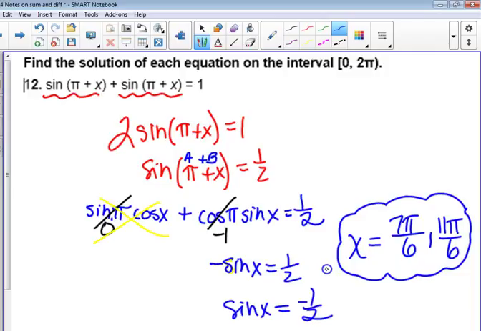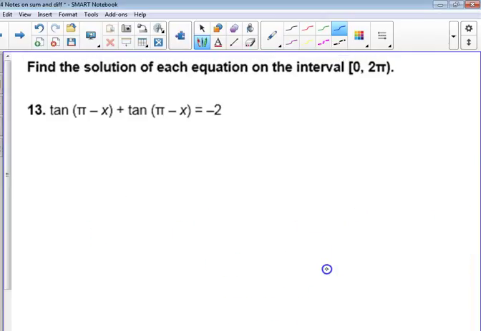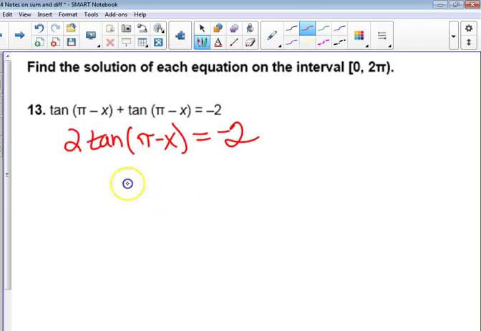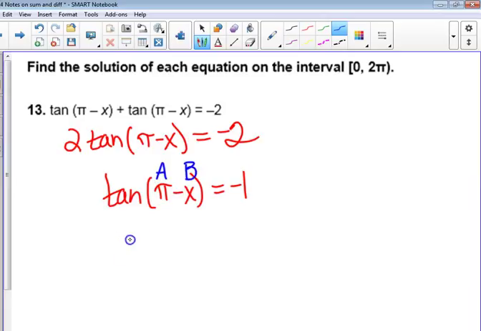Oh, it's tangent? Okay. So we have 2 tangent pi minus x equals -2. So if we divide by the 2, we get tangent pi minus x equals -1. Okay. So we have A and B.